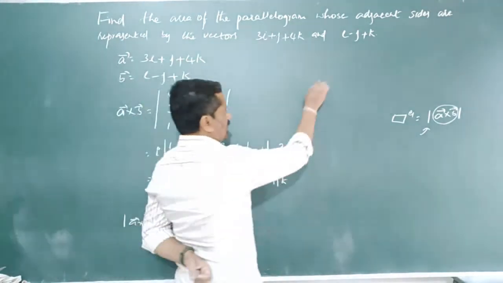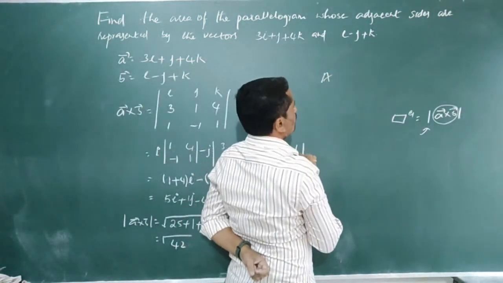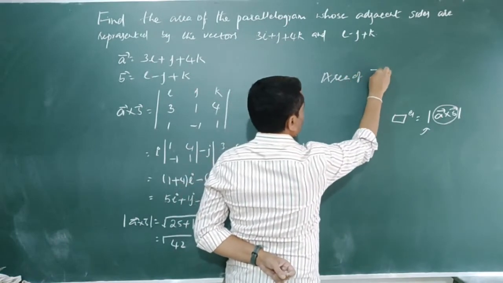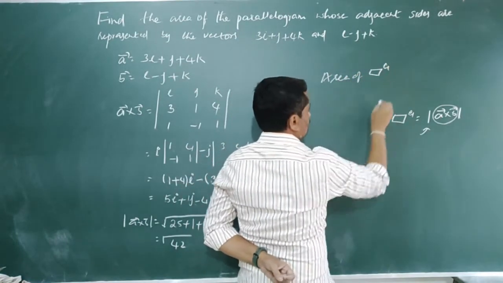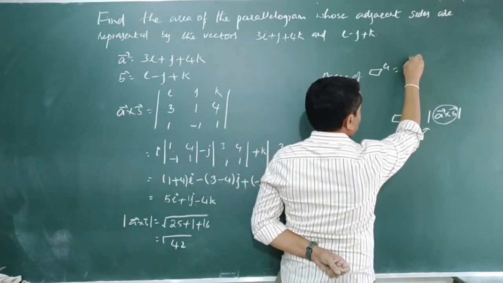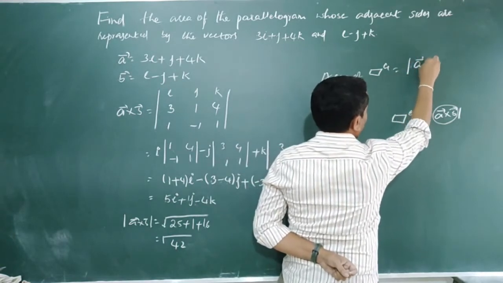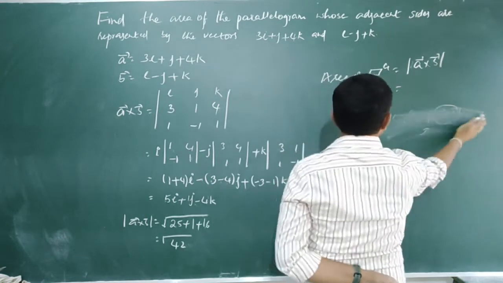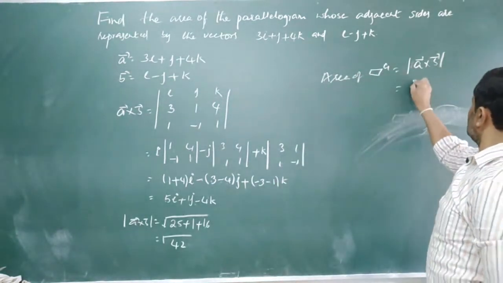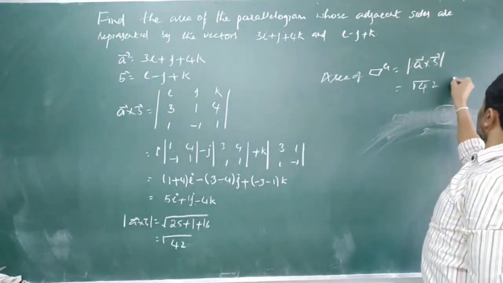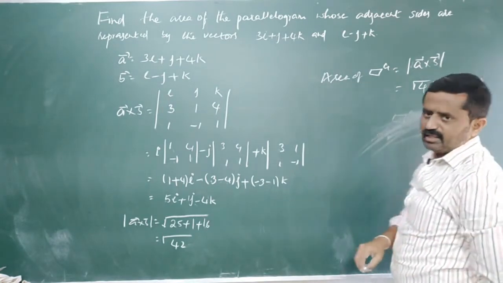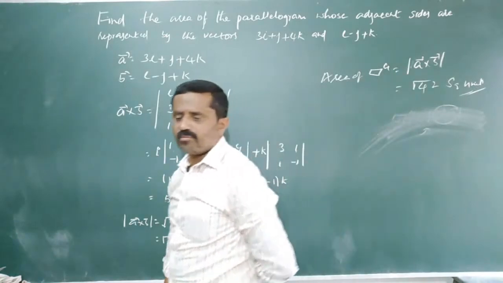Therefore the area of a parallelogram is equal to the magnitude of a bar cross b bar. Again that is equal to root 42 square units. So this is the area of the parallelogram.